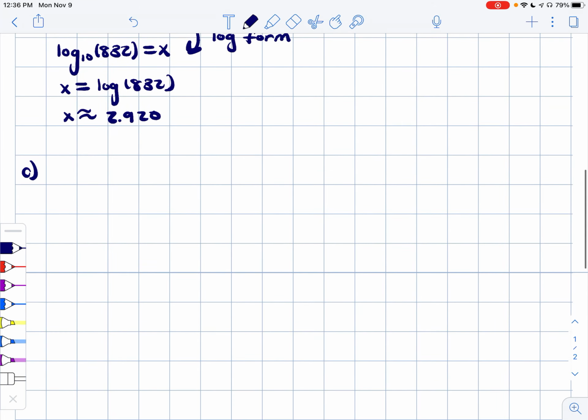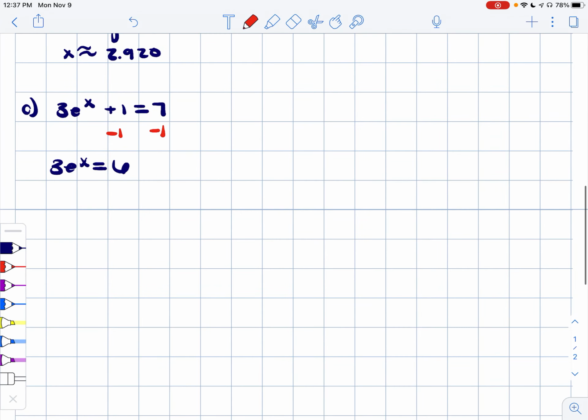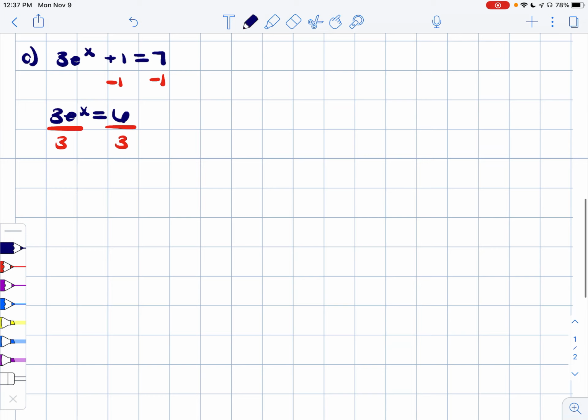All right, let's try 3 times e to the power of x plus 1 is equal to 7. So again, we want to start by isolating our exponential term. So isolate the e to the x, which means we would subtract a 1 from both sides. That would give us 3 times e to the x is equal to 6. Divide by 3 on both sides, which would give us e to the power of x is equal to 2.